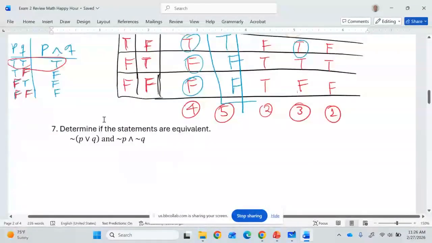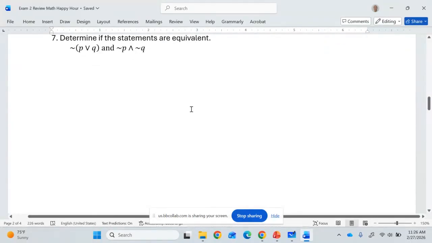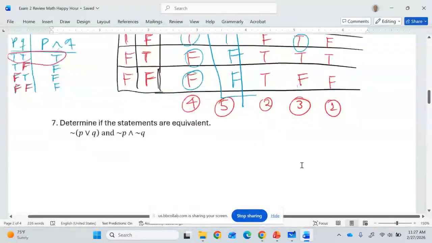Let's do the next one, number 7. It says determine if the statements are equivalent. To have equivalent statements, you do the truth tables and then you compare their final values. If their final values have exactly the same letters in the same order, in the same rows, like if it's exactly the same sequence, true, true, false, false, then that implies that both statements are equivalent. So basically you're checking that the statements have the same truth values.